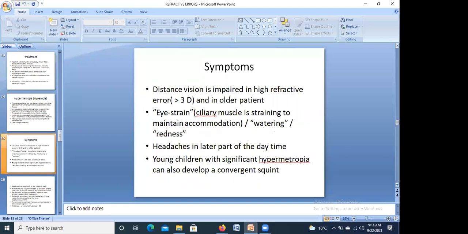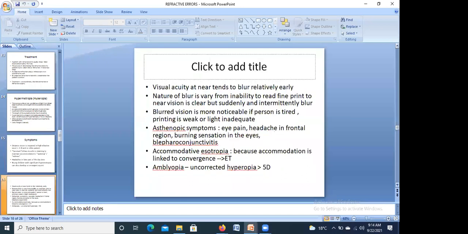As said earlier, children can also have squint because of refractive errors. These people always have blurred near vision, and they have issues with reading fine print. The blurred vision is more noticeable if the person is tired. And what we call asthenopia just refers to eye strain, which appears in the form of headache, frontal headache, and burning sensation in the eye. That's what we call asthenopia.